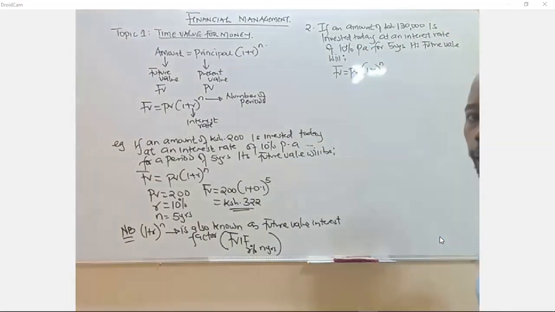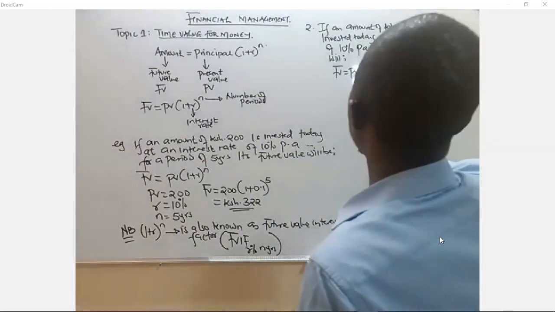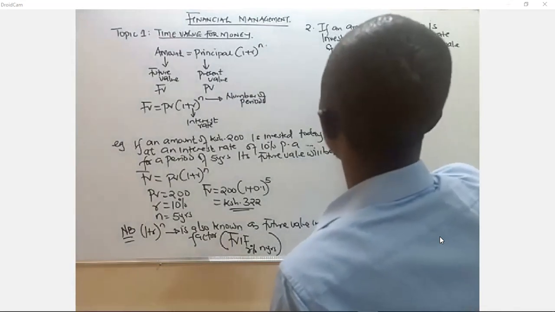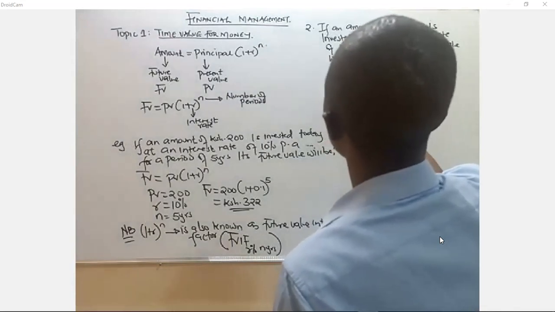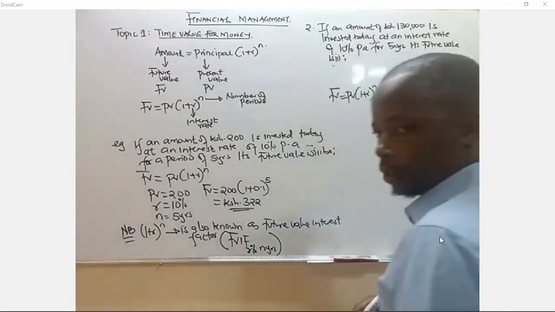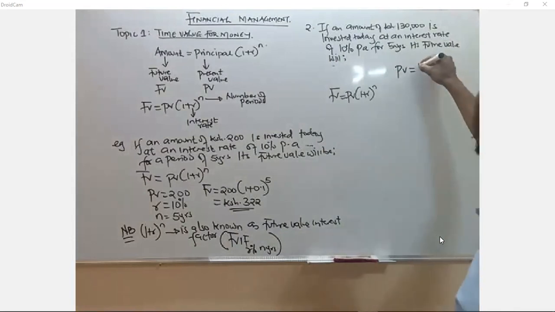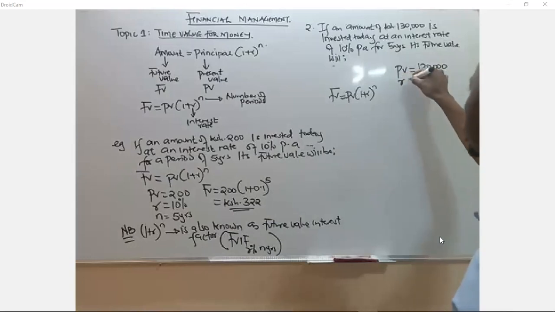I raise power N. So in this case, you can find that the future value is equal to the present value, 1 plus R, raised to power N. What is my present value? My present value equates to 130,000. What is my R? Our rate is 10%. And then we have our N, which is 5 years.